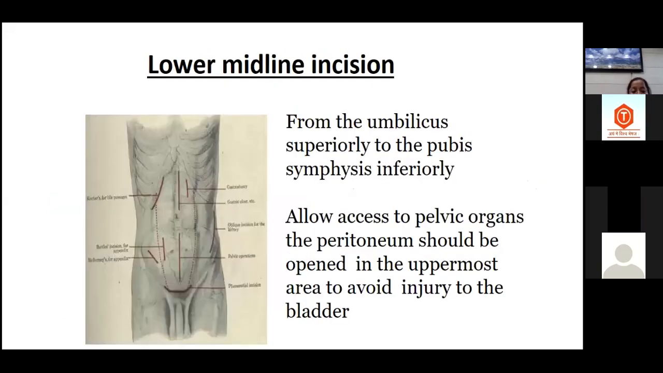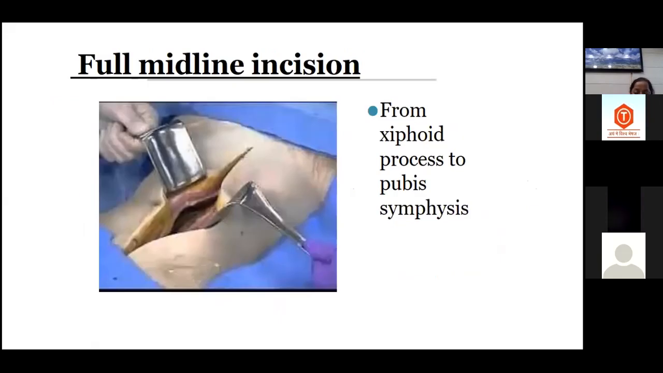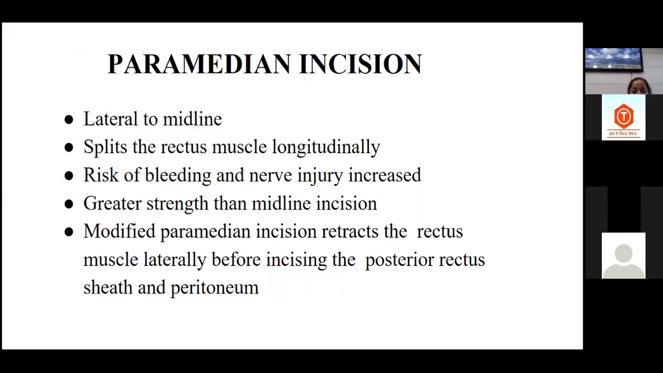Lower midline incision extends from the umbilicus superiorly to the pubic symphysis inferiorly. It allows access to the pelvic organs. The peritoneum should be opened in the uppermost area to avoid injury to the bladder. And the full midline incision extends from the xiphoid process to the pubic symphysis.